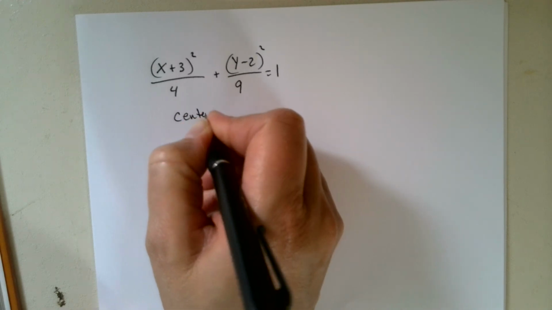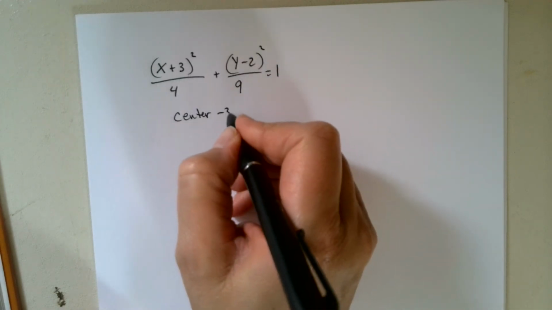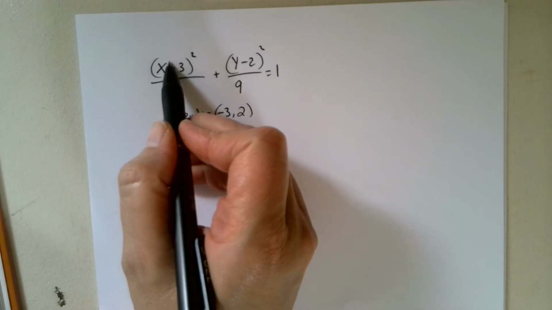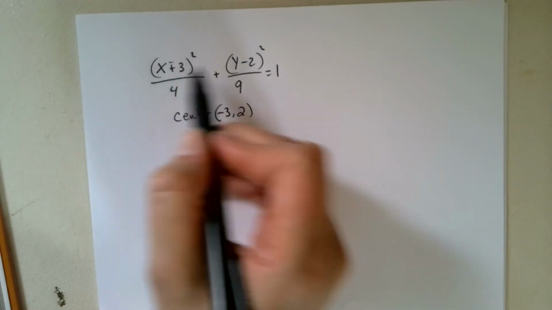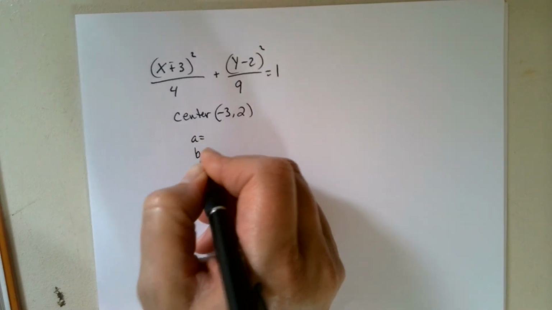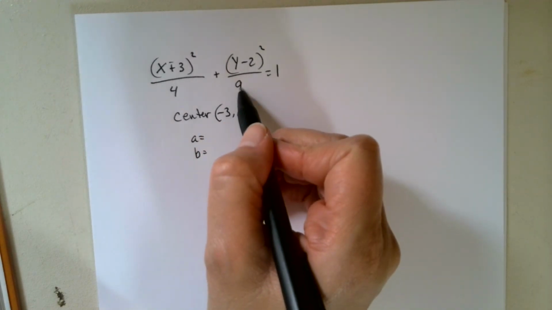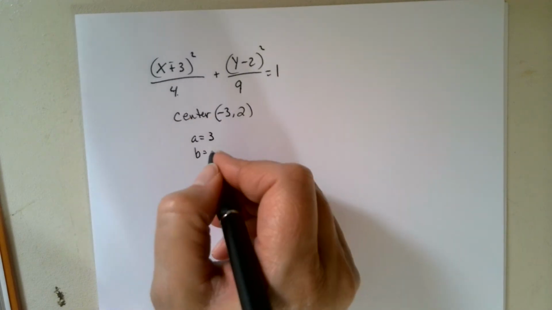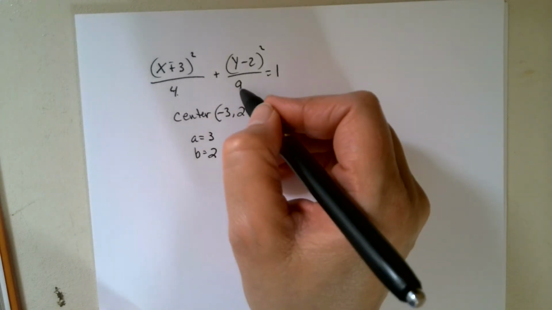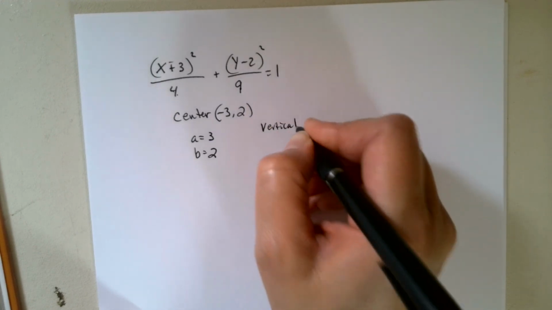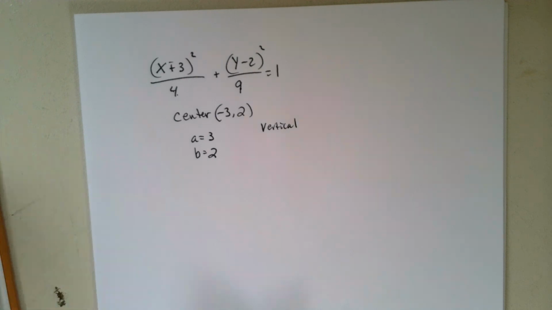So our center is going to be (-3, 2). This would be minus h, so this would be a negative 3. K is 2. We need a and b. 9 is larger than 4. The square root of 9 is 3. The square root of 4 is 2. The 9 is underneath the y, so that tells me it's going to be a vertical ellipse.